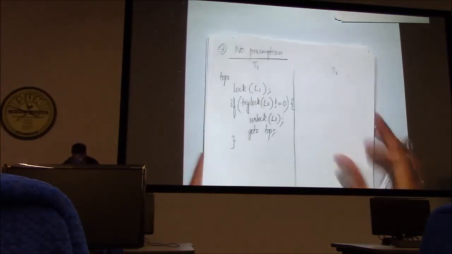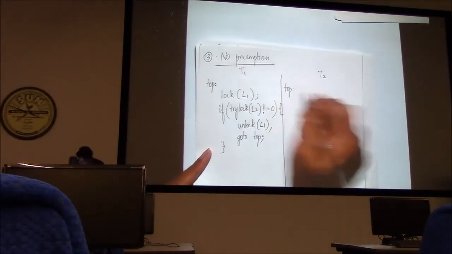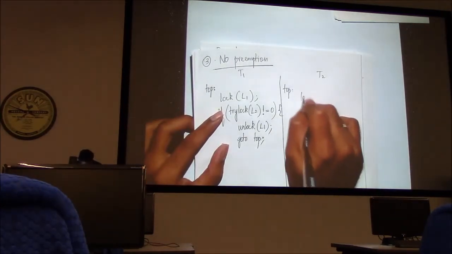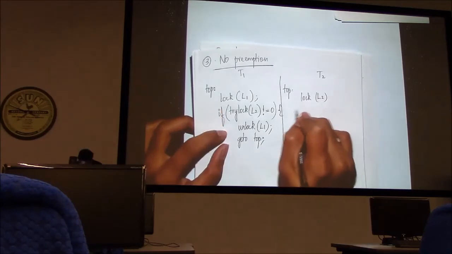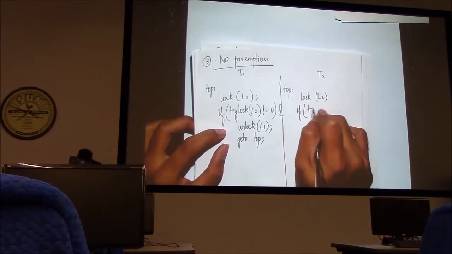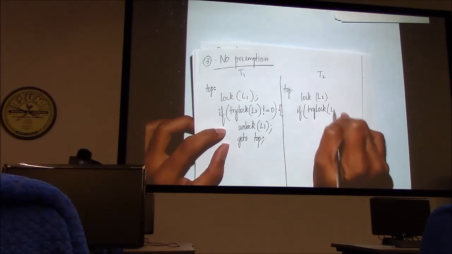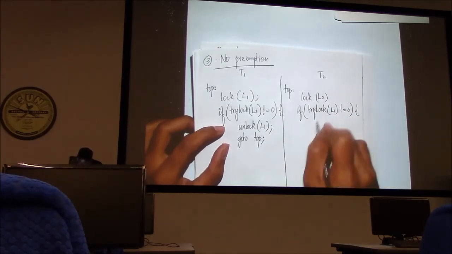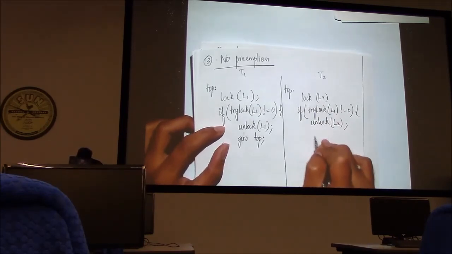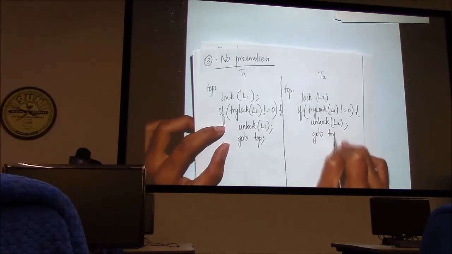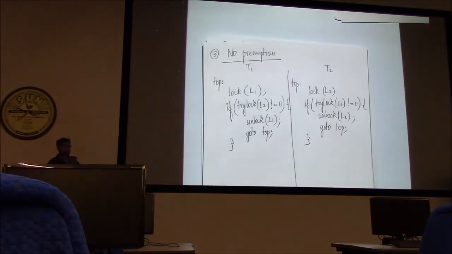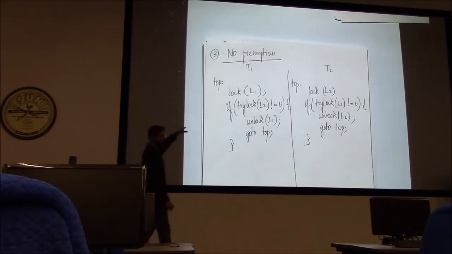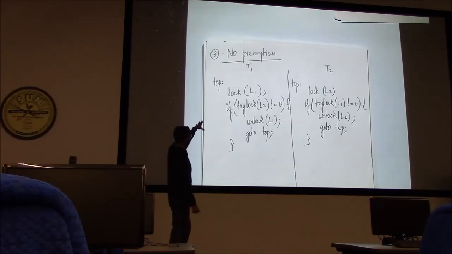And similarly in thread 2, you can think of this as trying to acquire the lock L2, and then it will be doing a try lock for L1. If it is not 0, then it will just unlock L2, and then it will again go and retry all over again. So this is how, using primitives like try lock, which is available in the pthread library, we can actually prevent the necessary condition called no preemption.